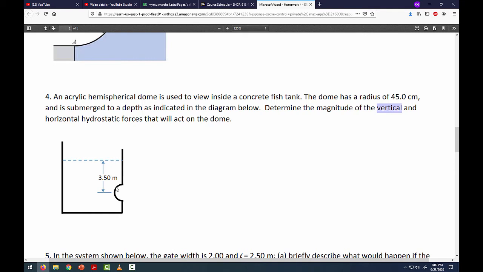And so consider, what is the water that's being displaced by this hemispherical shape? It's projecting into the water, and it's pushing some water out of the way as it does so. And so what you need to do is find the buoyant force caused by this hemispherical dome that's inside of the tank. And when you know the buoyant force, that's equal to the vertical hydrostatic forces that the dome is going to have to support.